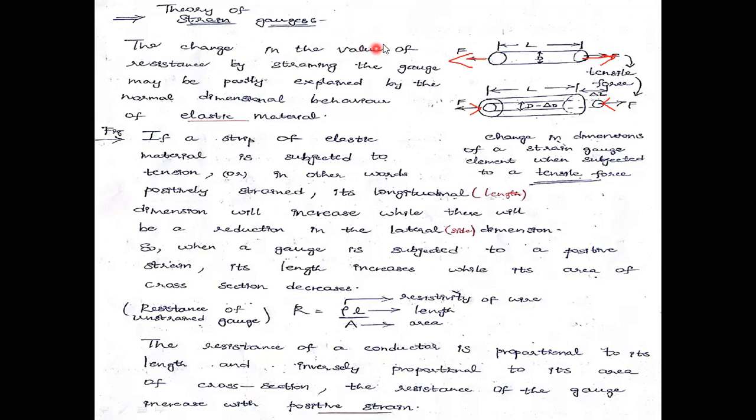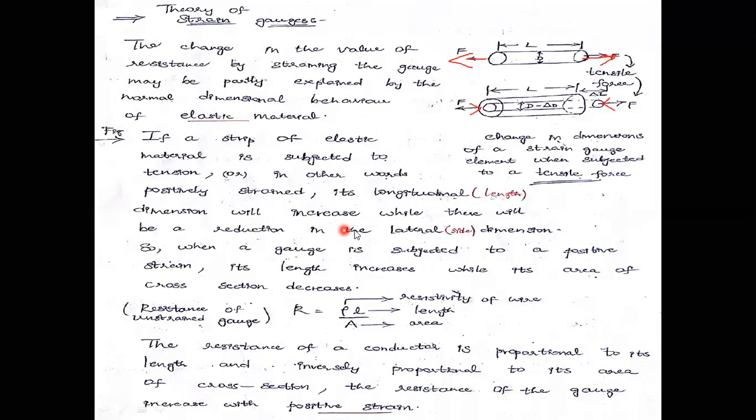Here, the change in the value of resistance by straining the gauge may be partly explained by the normal dimensional behavior of the elastic material. If a strip of elastic material is subjected to some tension, or in other words, a positive strain, it's longitudinal. Longitudinal means the lengthwise direction.